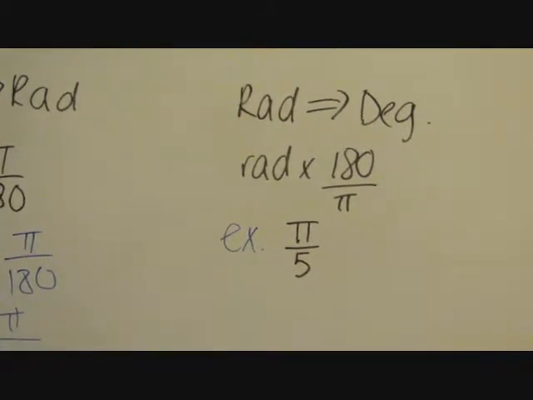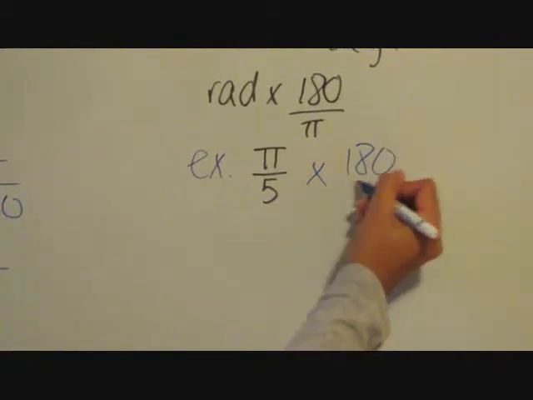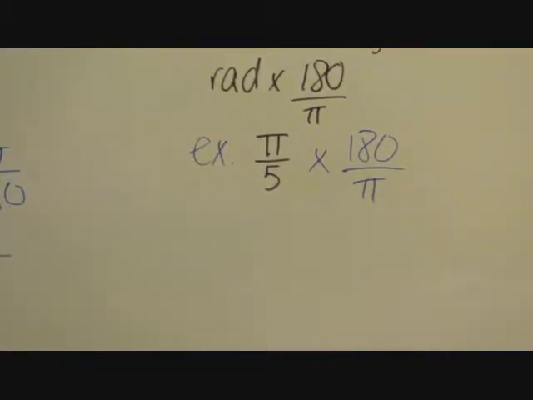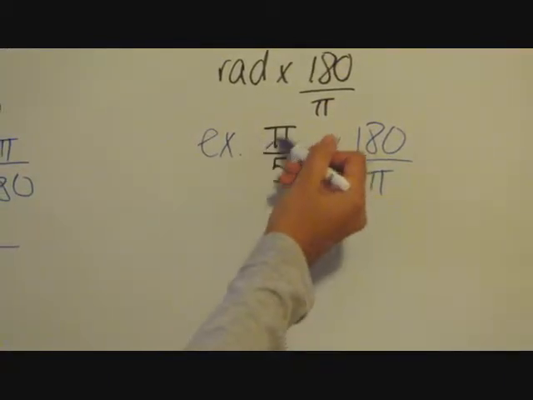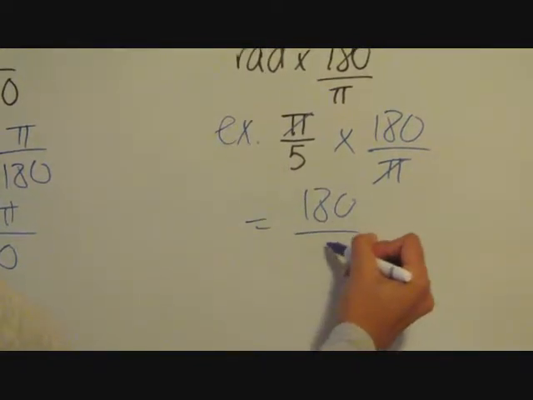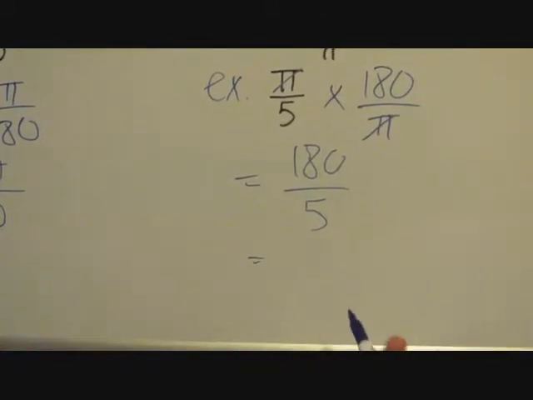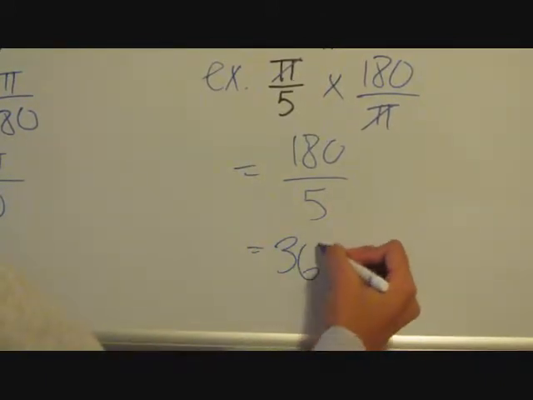So for example, if you have pi over 5, then you multiply by 180 over pi. When you do this, both the pi's cancel out, making it just 180 over 5. And when you do 180 divided by 5, it is 36 degrees.